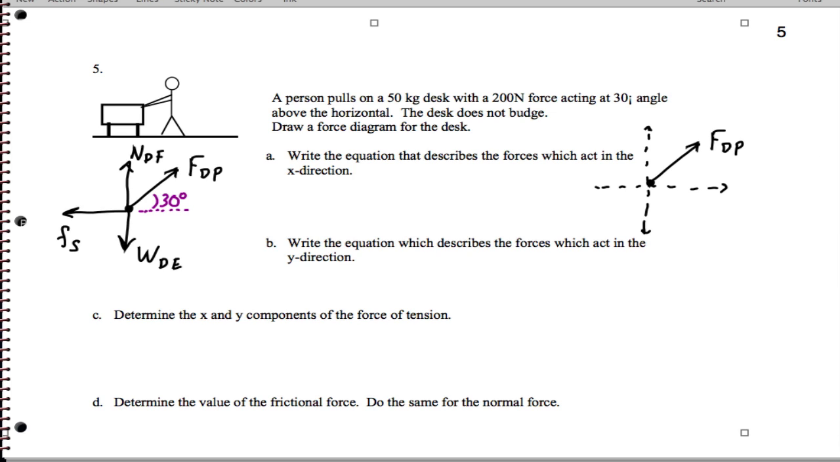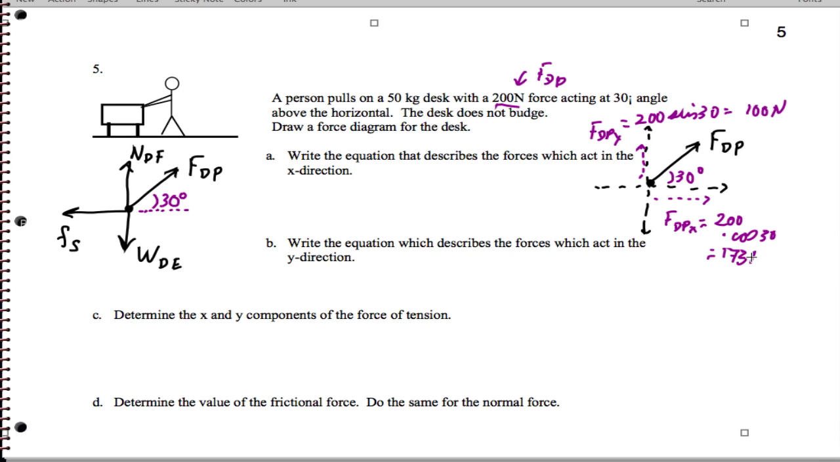So we know that it's pointing at 30 degrees. So here's what's going to happen. We're going to calculate here. We're told that it's a 200 Newton force. So we know from our formula that F dP in the x direction is 200 times the cosine of 30. And in the y direction, that's going to be 200 times the sine of 30. So when we put that in our calculator, remembering to be in degrees, we're going to get 100 newtons in the y direction and 173 newtons in the x.